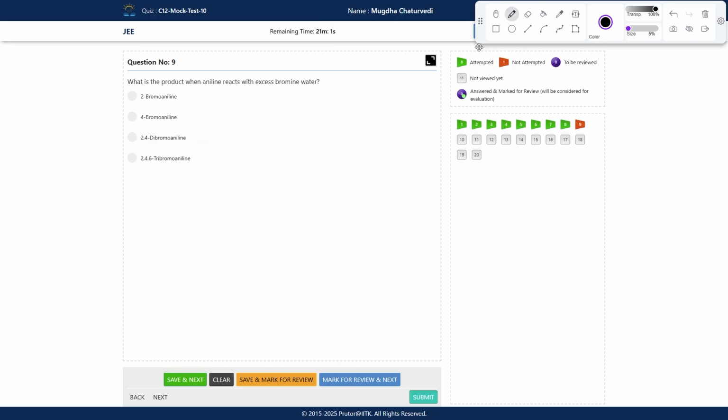Now next question, it is saying that what is the product when aniline reacts with excess of bromine water? Then if I talk, this is an electrophilic substitution reaction. Okay, so if this is aniline over here, then the NH2 group activates the ring leading to the bromination at ortho and para positions. Now what happens in this reaction? If you treat it with bromine water, it forms a polysubstituted product.